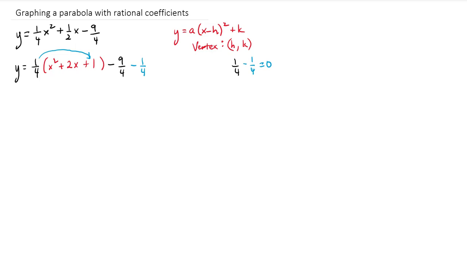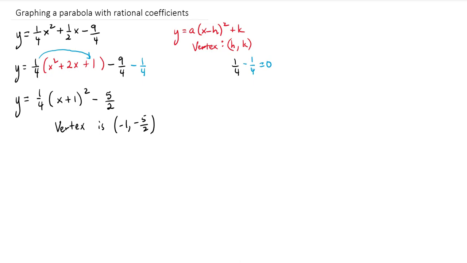Why don't we finish this problem? y is equal to 1/4 times the quantity x plus 1 squared, since you completed the square so that we get that nice quantity squared, and now we have minus 10/4. But minus 10/4 is just minus 5/2. Now we have the vertex. So the vertex is (-1, -5/2).